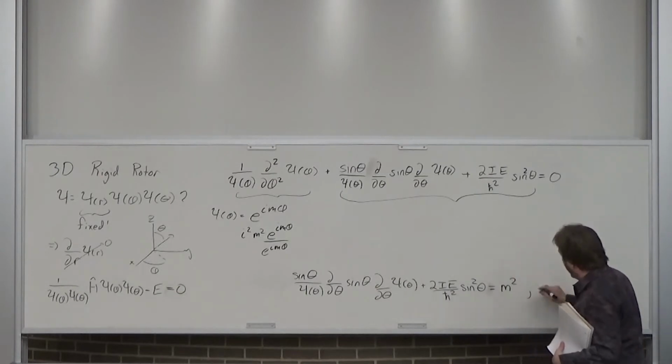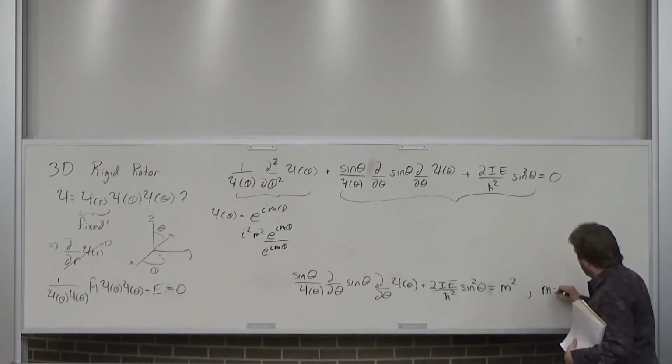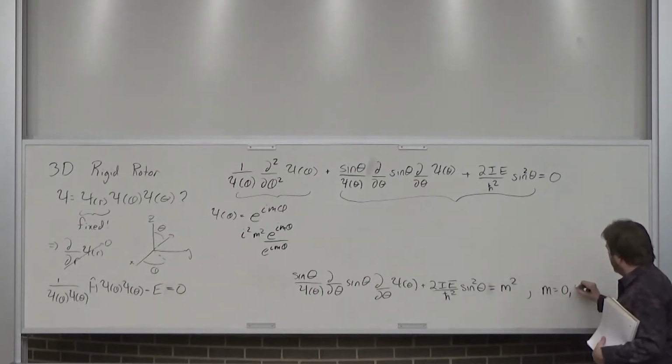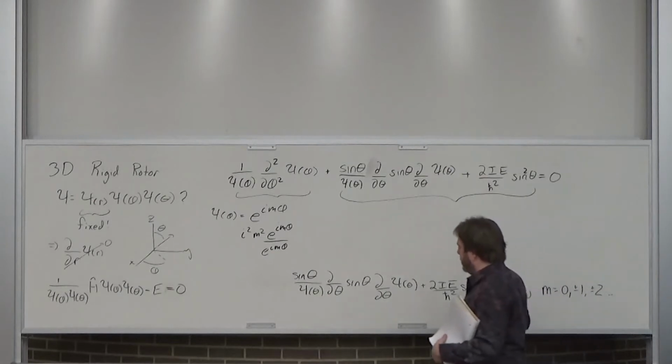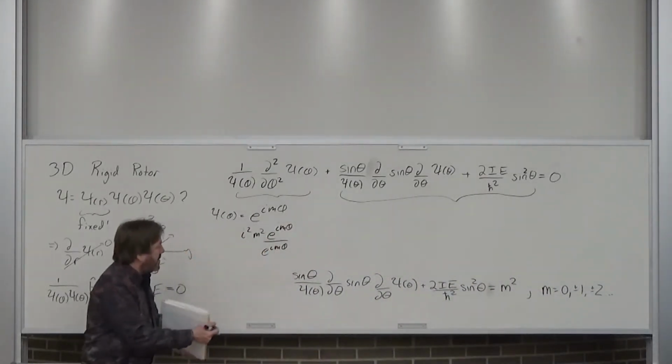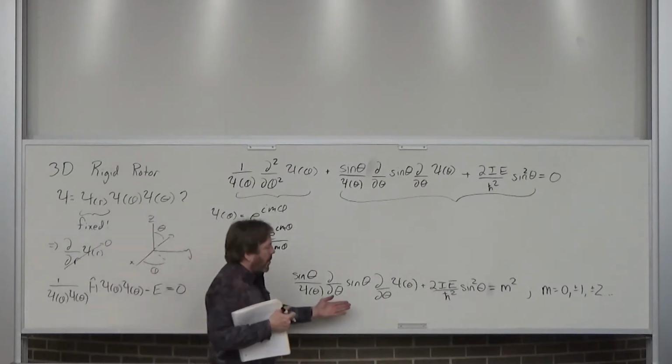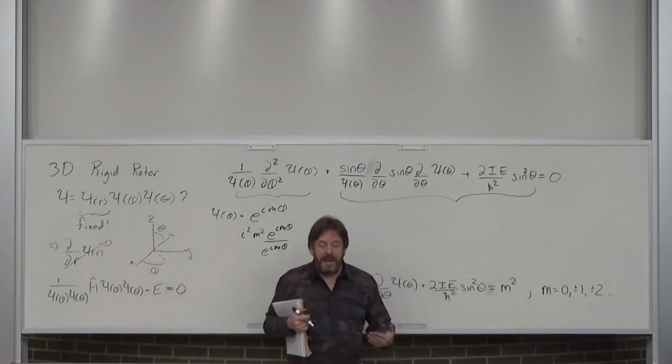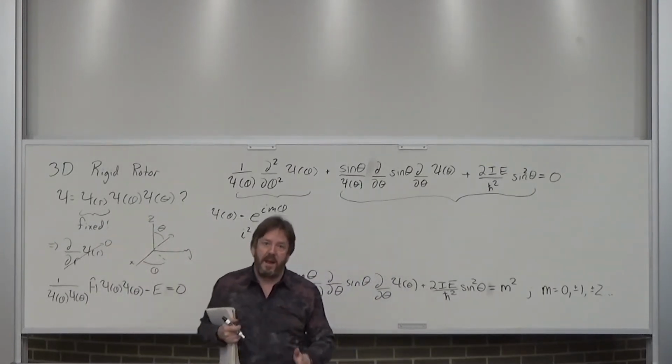And recall that m is 0, plus or minus 1, plus or minus 2. Doesn't matter if it's minus because it's squared. Okay, so there you go. We have a solution to the phi. Now we're looking for a solution to theta.